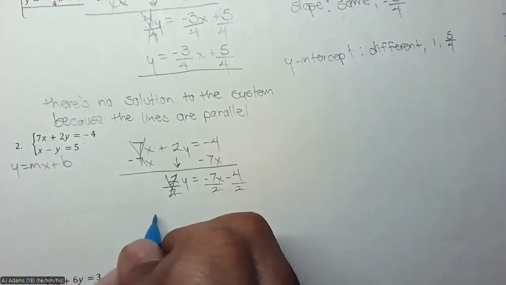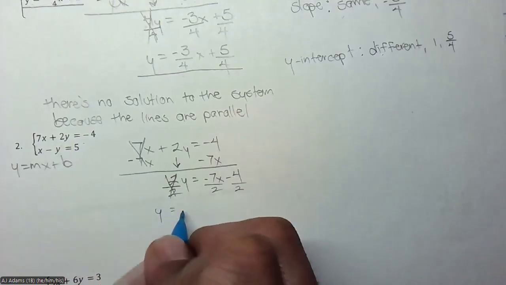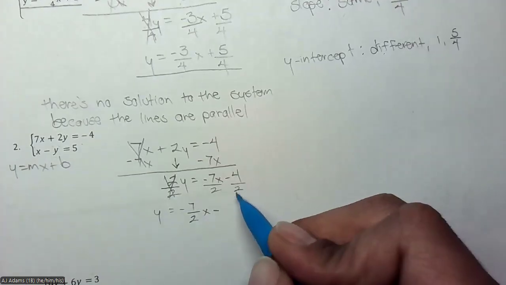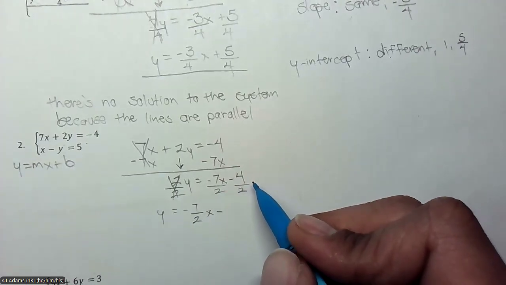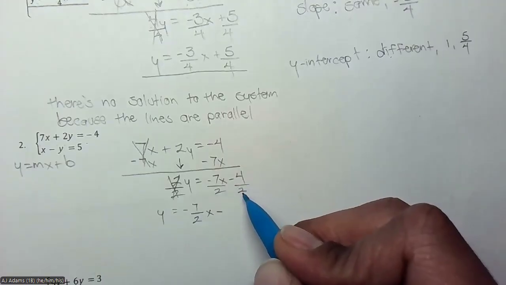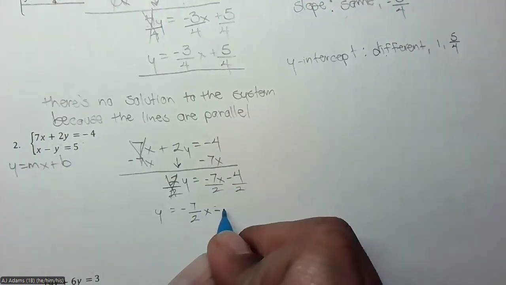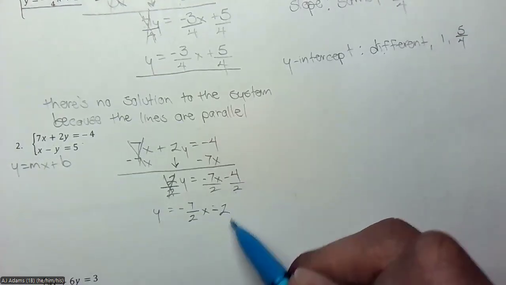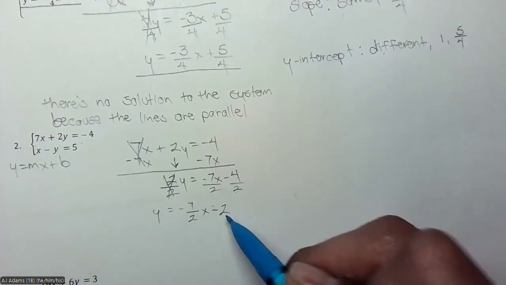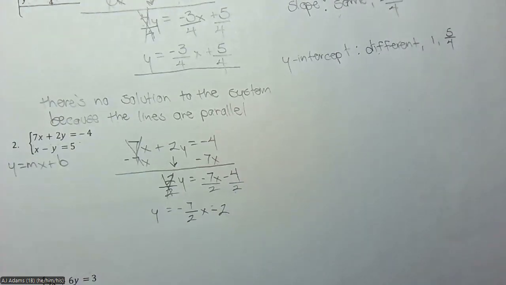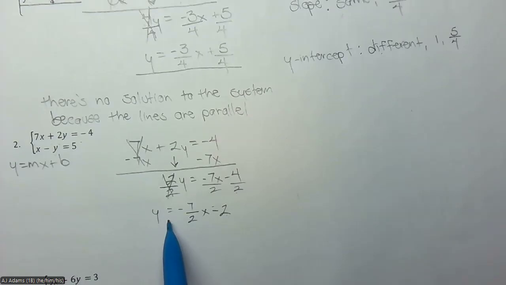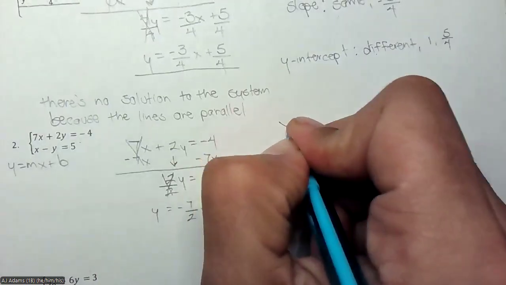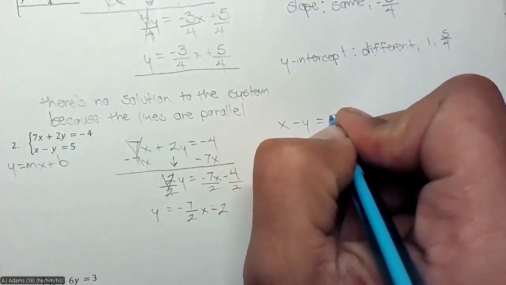These 2's cancel out. So we get y equals -7 halves x minus, and we've got to be recognizing that 4 over 2 is the same as 2. Again, 4 divided by 2 is 2. So we're rewriting this fraction as just the whole number 2. This equation is in slope-intercept form now, y equals mx plus b. And we've got to take care of the second equation, which is x minus y equals 5.